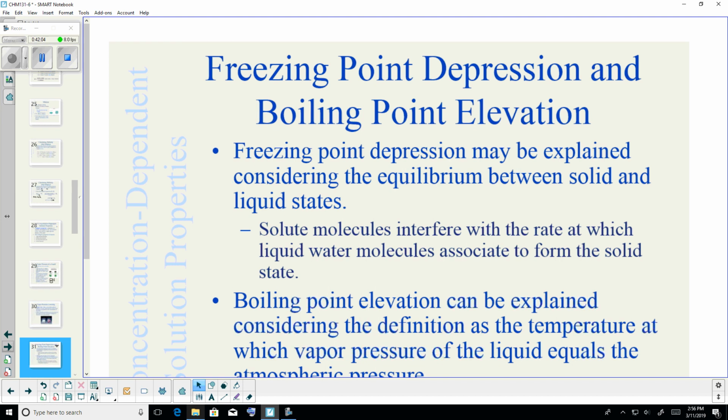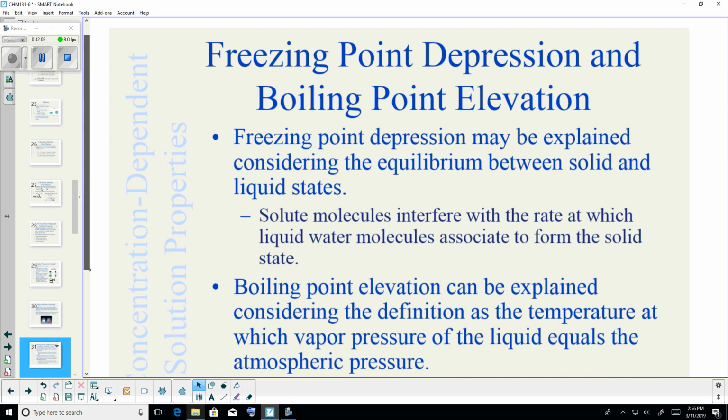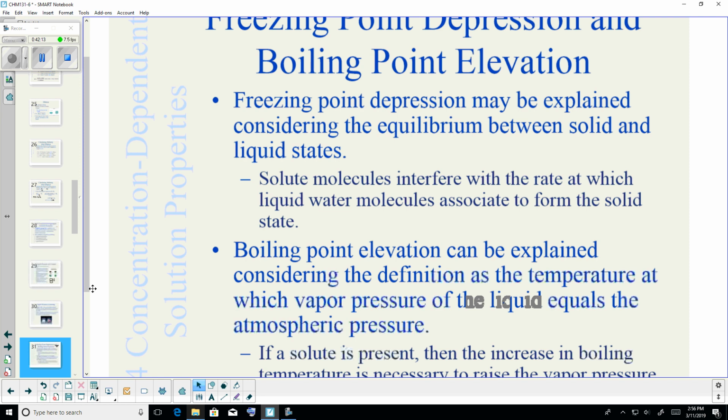Freezing point depression may be explained by considering the equilibrium between solid and liquid states. Solute molecules interfere with the rate at which liquid water molecules associate to form the solid state. When water freezes, it expands. So the water molecules actually have to get farther apart before they crystallize, which is why water expands when it freezes. When you add solute molecules, you're preventing the water molecules from getting farther apart. So you depress the freezing point. It actually has to get colder to freeze. And this also doesn't matter what the solute is, but we have to talk about the actual number of particles. You'll see why there's a slight difference later on.